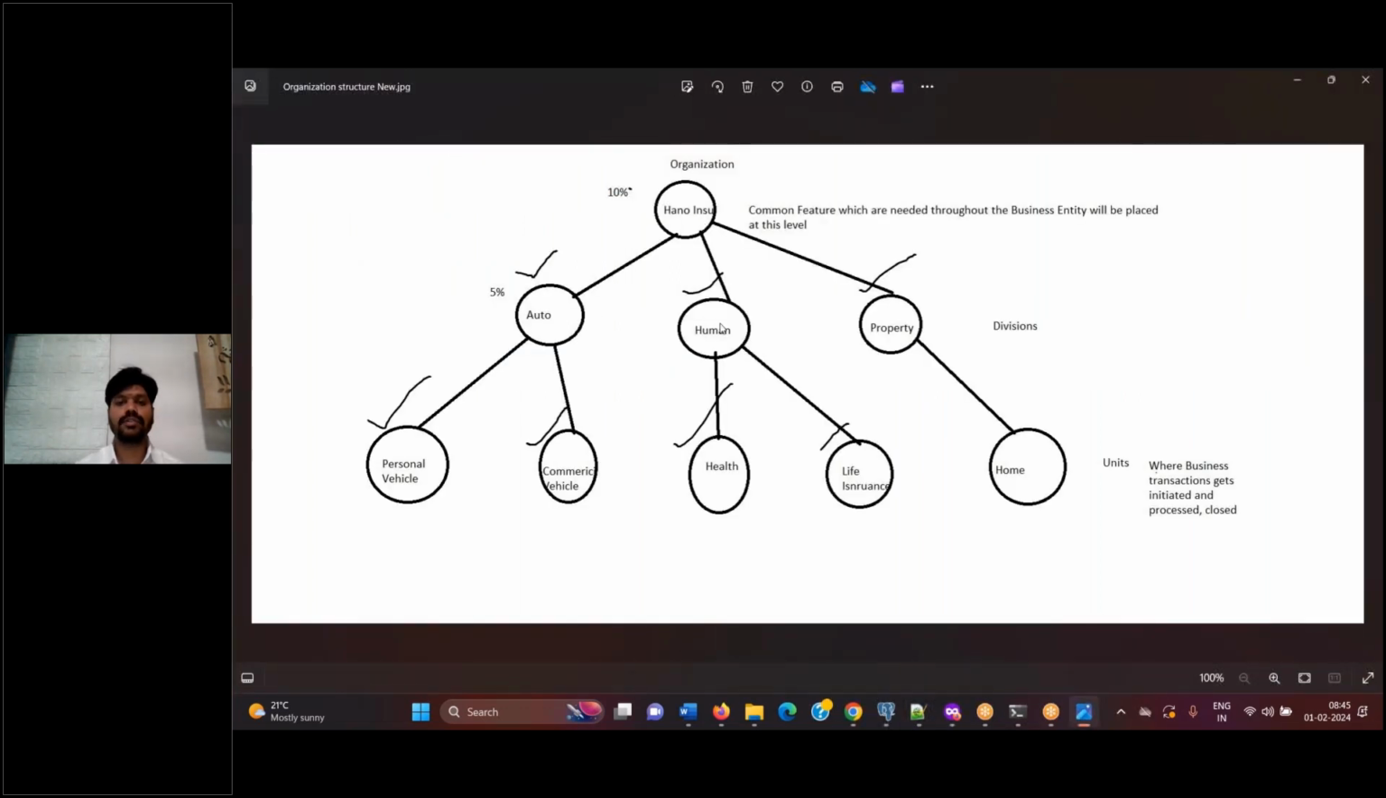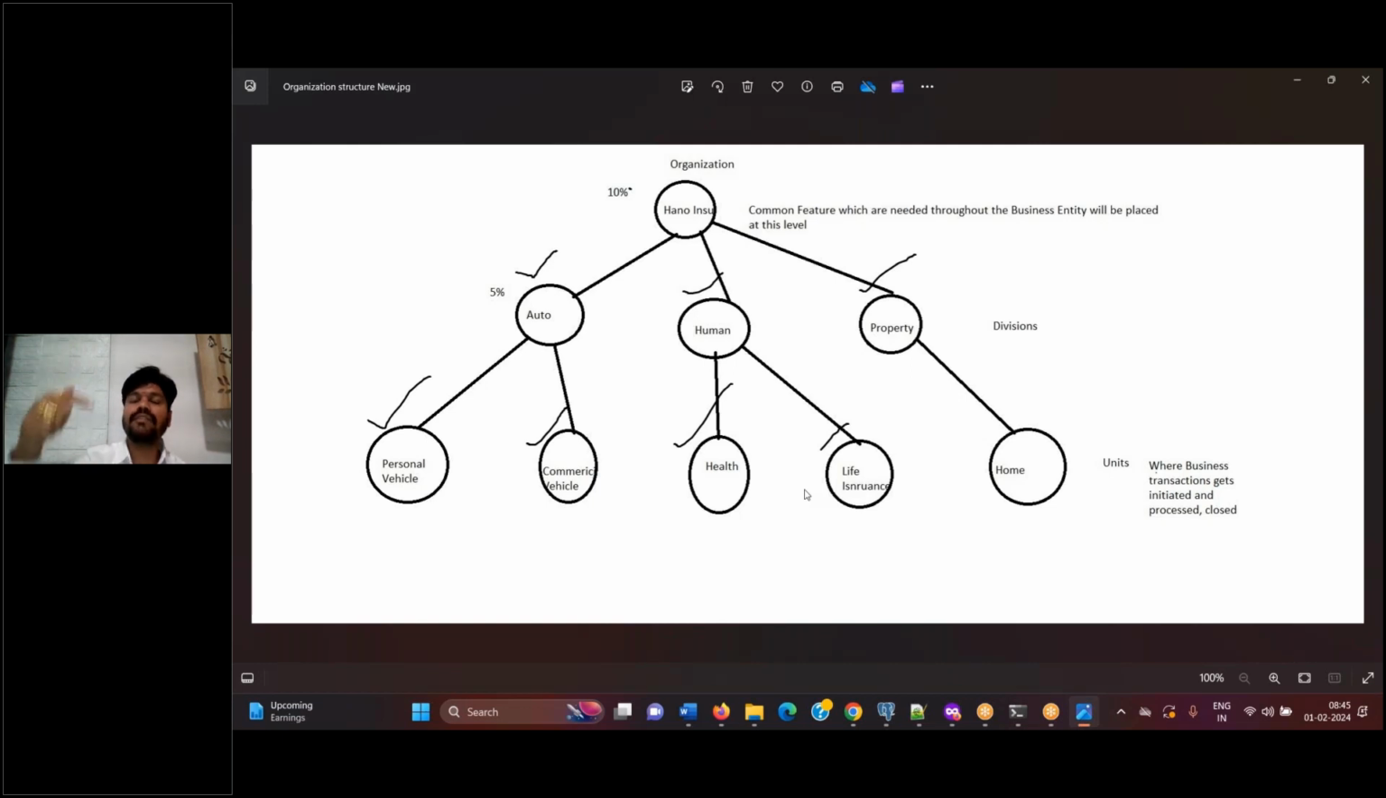Top level, organization, division, and unit. Unit is the place where the transaction gets initiated. Now, I told you an example of movie production house, distributors, cinema theaters. Who will initiate the transaction of sales? Theaters only. You go to a distributor, he will not sell you tickets. You go to a production house, only theaters have the right to sell the tickets. Yes or no? It should be satisfied here, no?